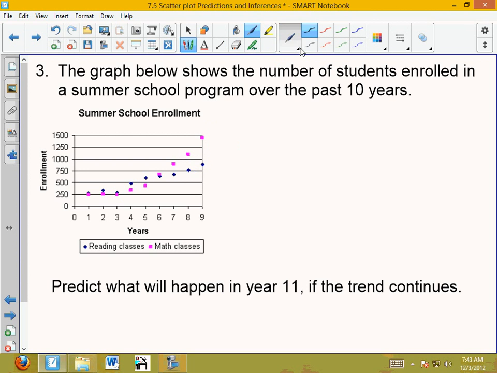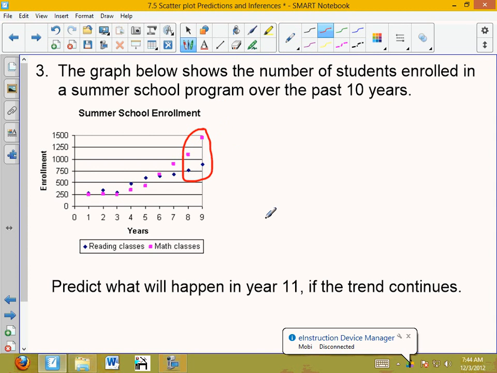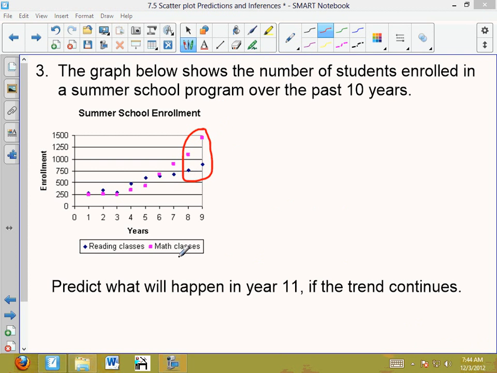However, is one of them increasing faster than the other? Yeah, math is increasing faster than reading. So both classes will continue to increase. Math will increase faster than reading. That's what I would say. Okay? Sorry I didn't write that down. My pen isn't working. I'll just go ahead and say it again. Both classes will continue to increase. Math class will increase faster than reading.